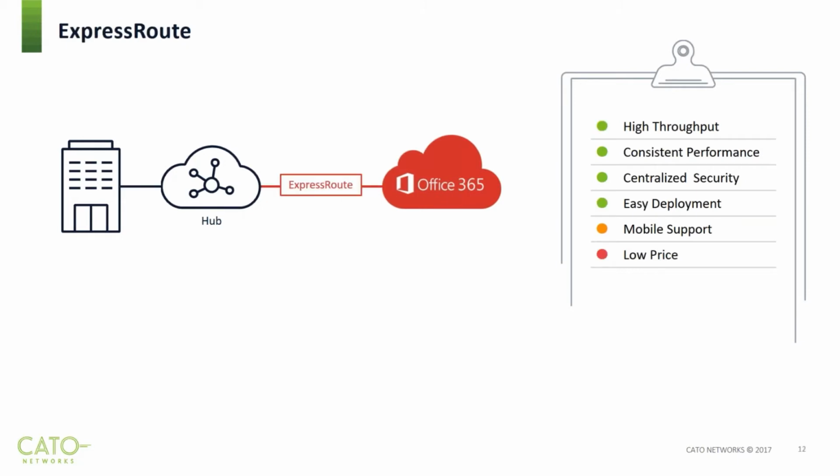Next, we have ExpressRoute. ExpressRoute connects your WAN directly to the Microsoft Network Edge and potentially your Office 365 installation. This approach provides consistent performance, centralized security, and high throughput. It's also very easy to implement since your MPLS service provider is going to handle it for you. There's no internet involved, so you have end-to-end SLAs and you have quality of service.